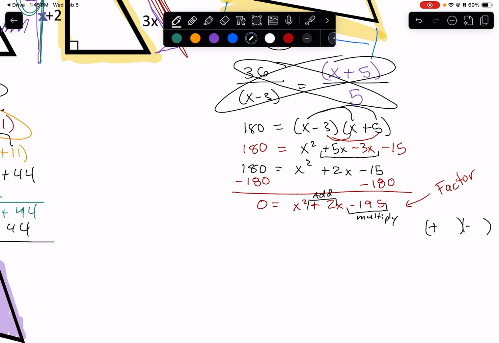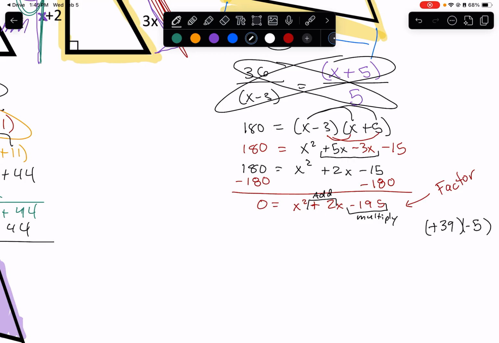I notice that 195 ends in a 5. So I'm going to try dividing it by things that are divisible by 5 and see which of them has that difference of 2. So 195 divided by 5 is 39. So 39 times negative 5 would give me negative 195. But when I add 39 and negative 5, I get positive 34, which is not the same thing as positive 2. So I know that's not going to be a good option because the difference is too big.